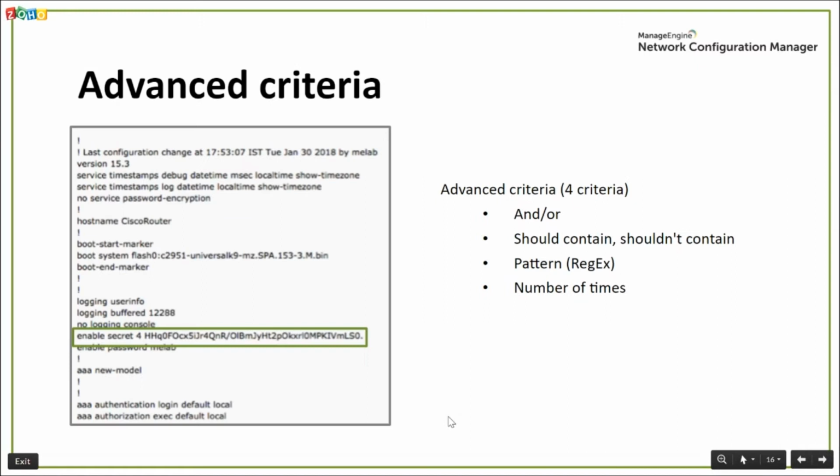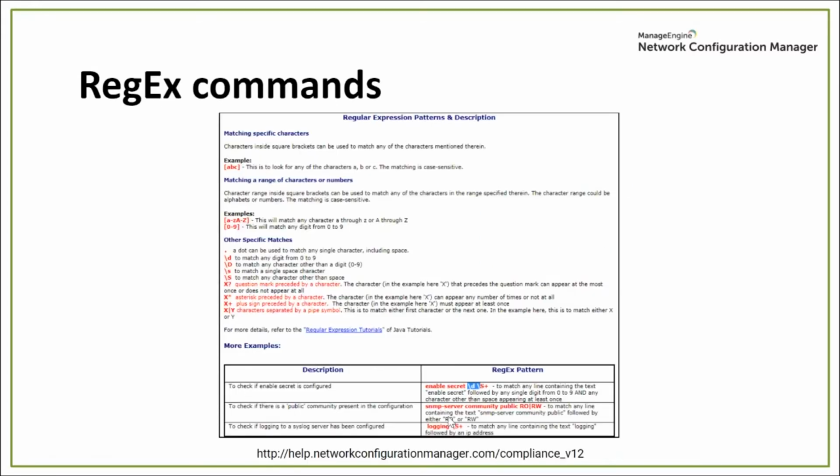We also have advanced criteria. When you only want to check certain parts of a configuration file of a device, you use advanced criteria. This advanced criteria gives you an option of having more than one condition. This is very useful when you want to search a string that has a variable. For searching this variable, you can use regular expressions. In Network Configuration Manager, we have common regular expression commands. You can check it out, and we'll be sending the recording along with the presentation. Once you receive the presentation, you can check out the links given in it.